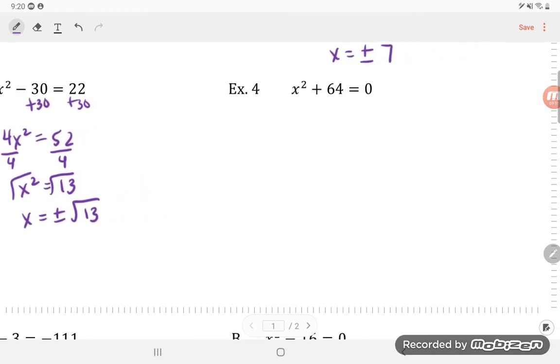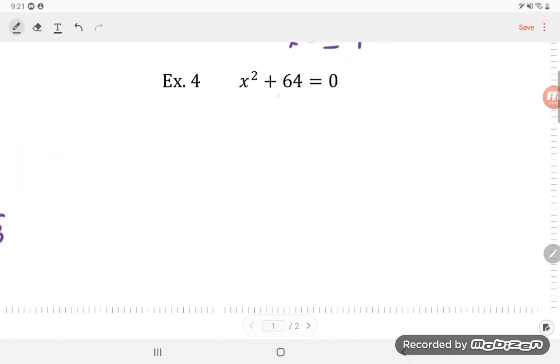For example 4, I have x squared plus 64 equals 0. I am going to subtract 64 from both sides. That's going to give me x squared equals a negative 64. I take the square root of both sides. X is going to equal plus or minus 8i because 64 is a perfect square.